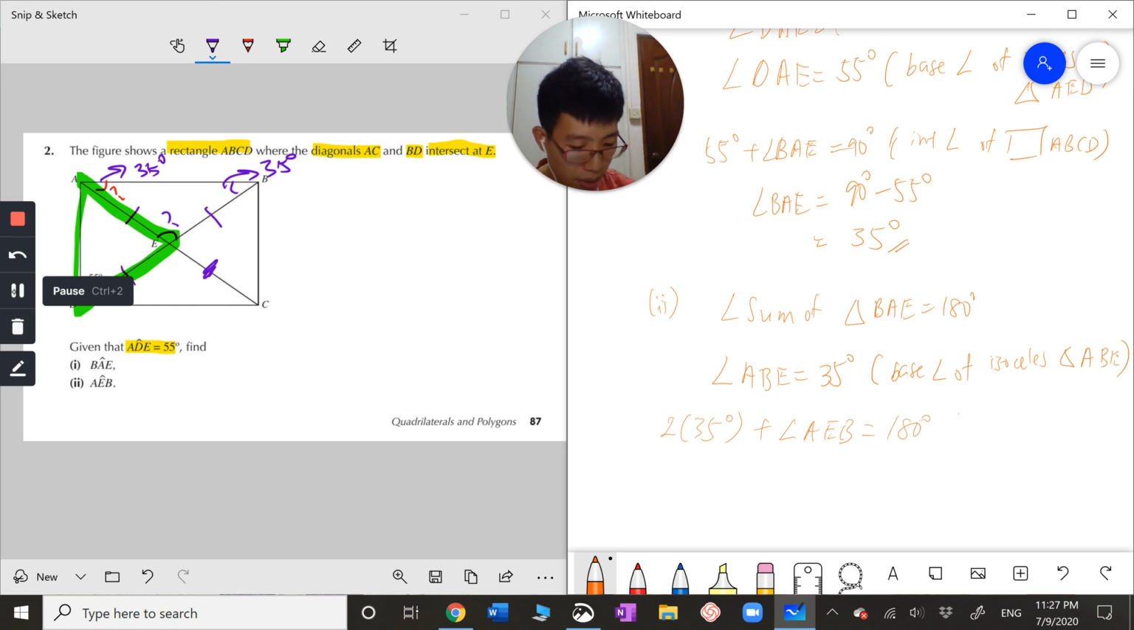And why is it so? Because they are the sum of angles in a triangle. So to find angle AEB, we take 180 minus 70, because 2 times 35 is 70. That gives me 110 degrees. This is my answer for part 2.